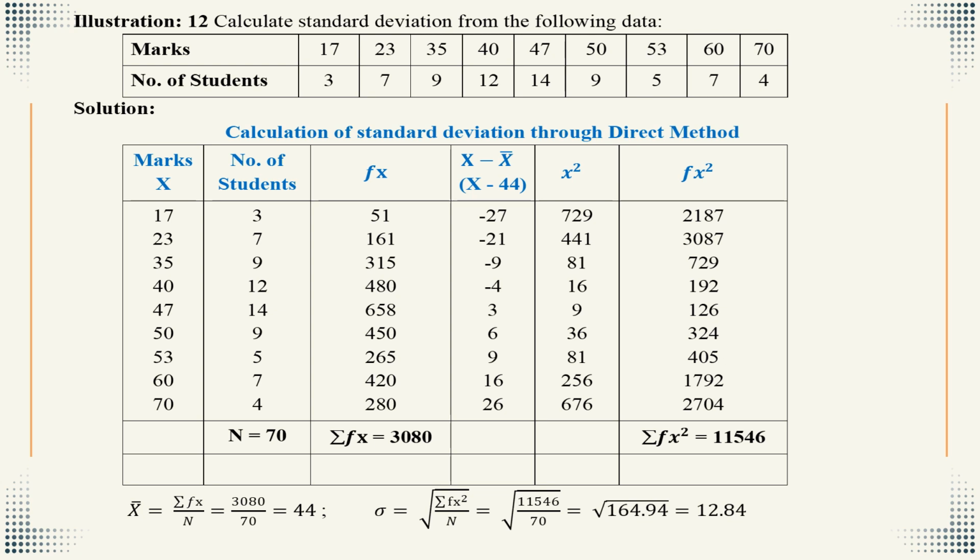7 into 441, 3087. 9 into 81, 729. 12 into 16, 129. 14 into 9, 126. 9 into 36, 324. 5 into 81, 405. 7 into 256, 1792. 4 into 676, 2704. The total of it is 11,456. Here you have to apply this formula respectively. Then you will be getting the value 12.84.